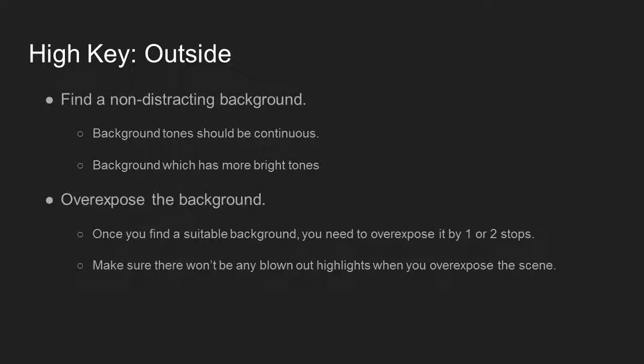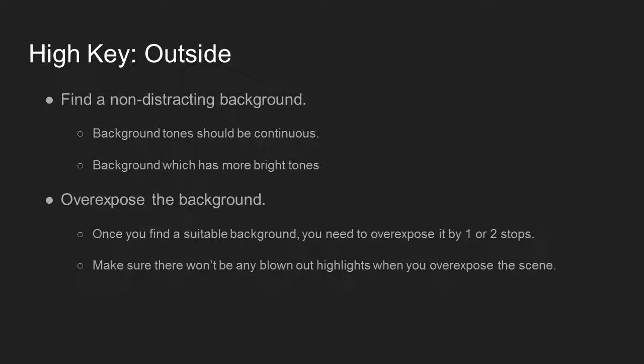Now, if you're gonna high key outside, it's a little bit more challenging. Your first step is to find a non-distracting background. Think about where you can find maybe a white wall, the side of a building, or even a garage. Your background tone needs to be continuous. It needs to be the same color. If you can't find solid white or a solid cream, make sure, if nothing else, it's the same tone. If it has patterns in it, it's going to be harder for you to get that pure white high key look.